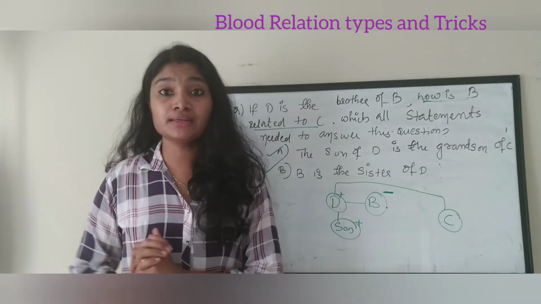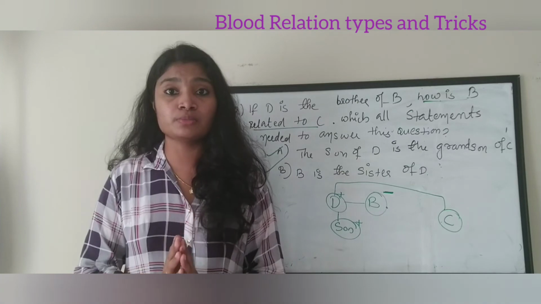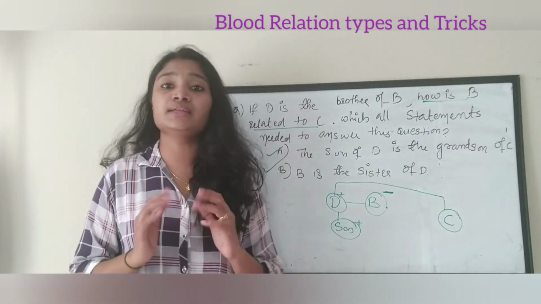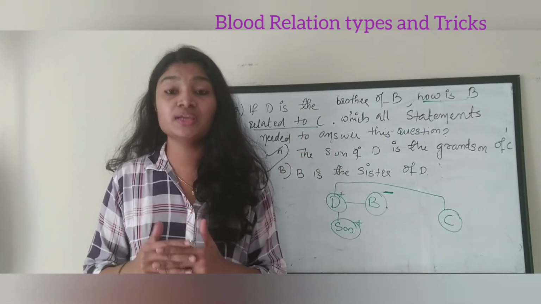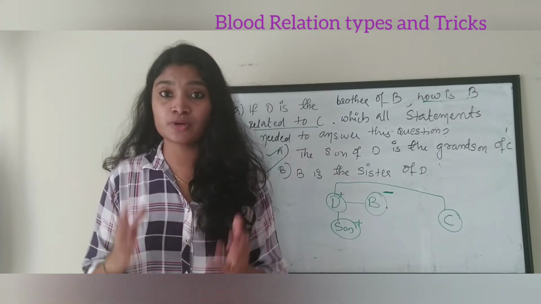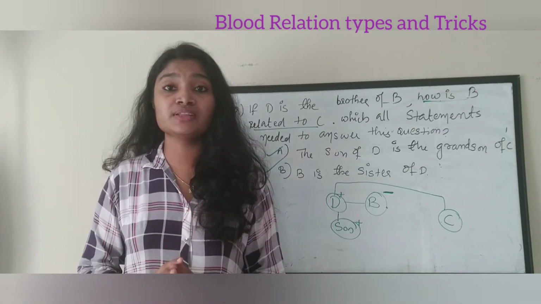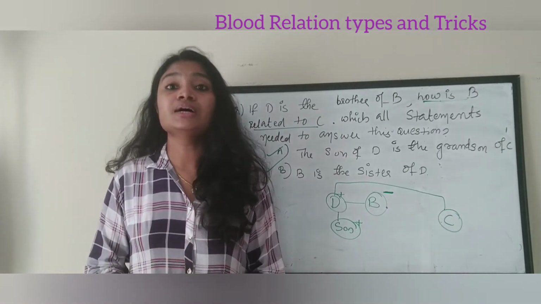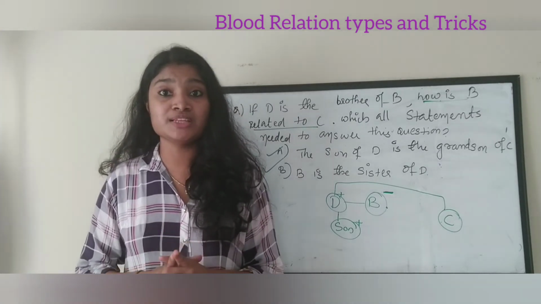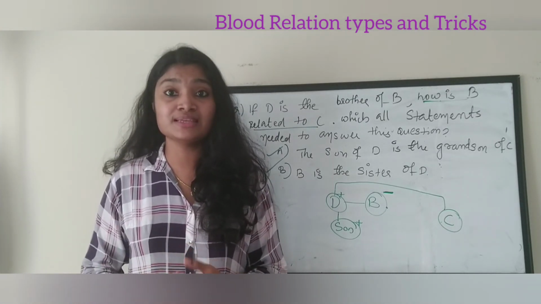So these are the main types of blood relationship problems, and this is how we solve it. That is, by drawing a family tree, we try to solve the blood relationship problem. This is the simplest method for solving the blood relationship problems. So this will be useful for your RRB NTPC exams, UPSC, PSC and GATE exams.